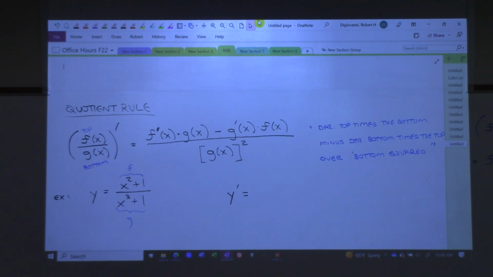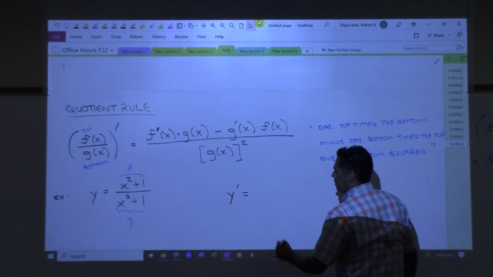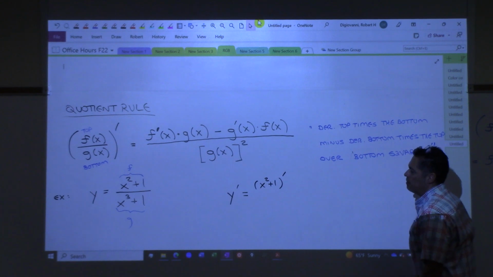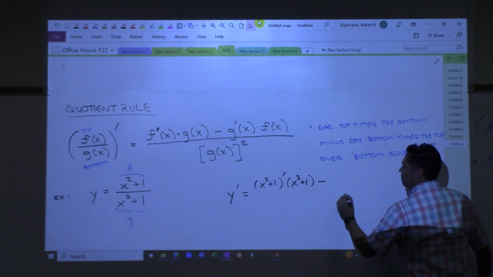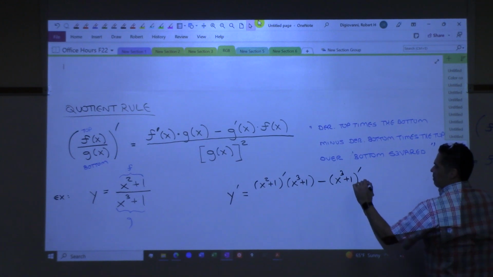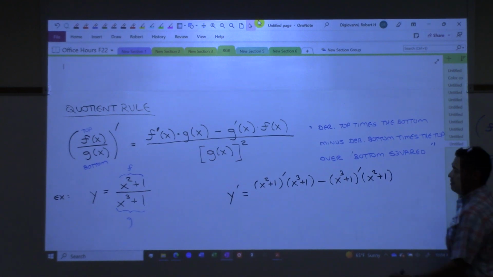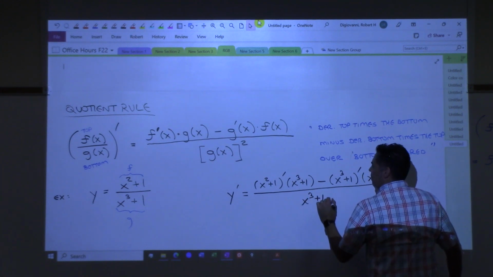Okay. So I have parentheses, what was the term you used? You could say the quantity, but let's just go parentheses. Parentheses x squared plus 1, and then taking the derivative of that, times x cubed plus 1 in parentheses there. Minus x cubed plus 1, taking the derivative of that, times just the top, so x squared plus 1, and then it's going to be over x cubed plus 1 in brackets squared.